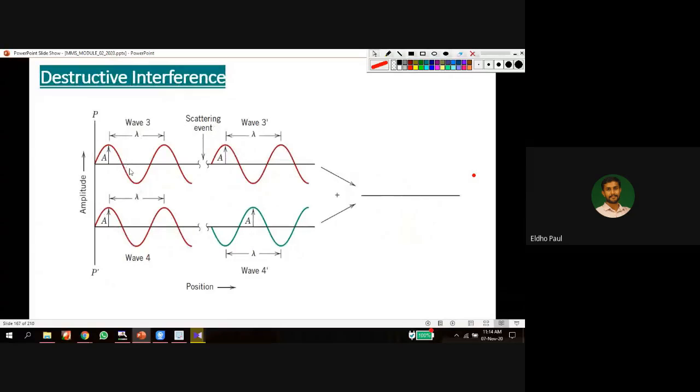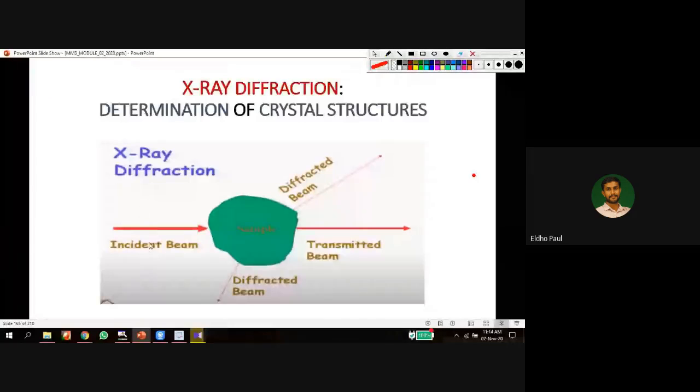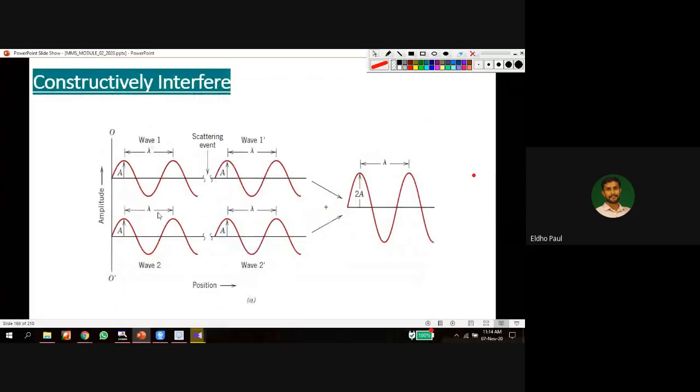Initially this is the incident X-ray beam, so wave 1 and wave 2 have the same wavelength, amplitude, frequency and phase. But after scattering, wave 1 changes to wave 1 dash. What happened to it? There is no change. The amplitude is the same, the phase is the same, the frequency is the same.